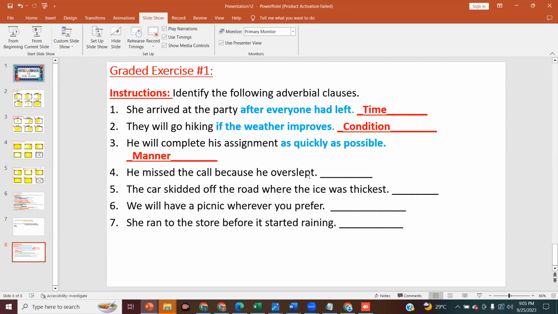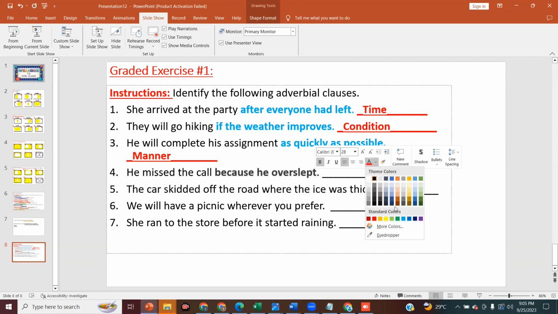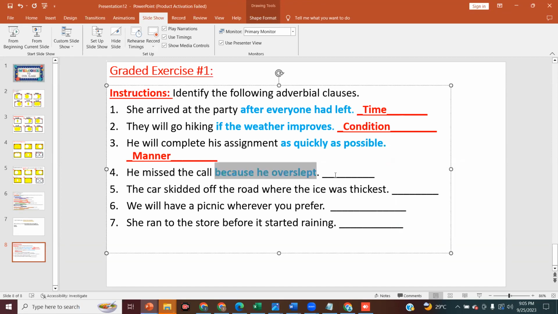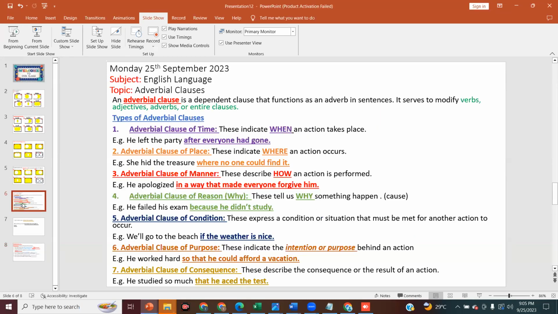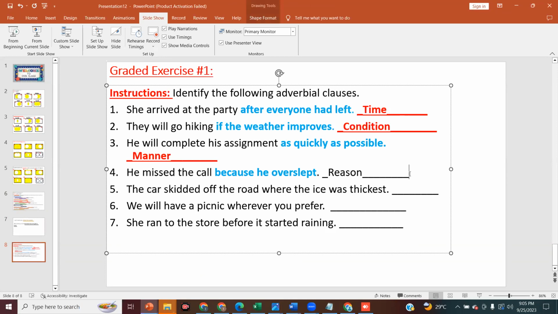Number 4. He missed the call because he overslept. He missed the call because, reason. Very good. How many persons got that? Adverbial clause of reason. All right. So number 4 is adverbial clause of reason.